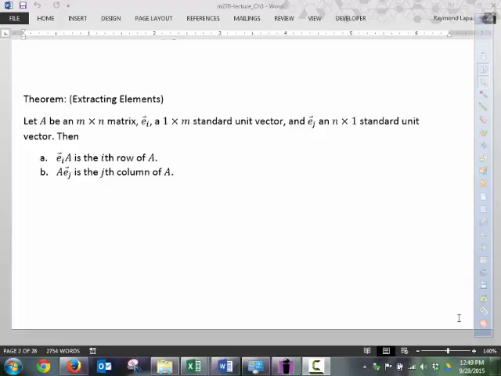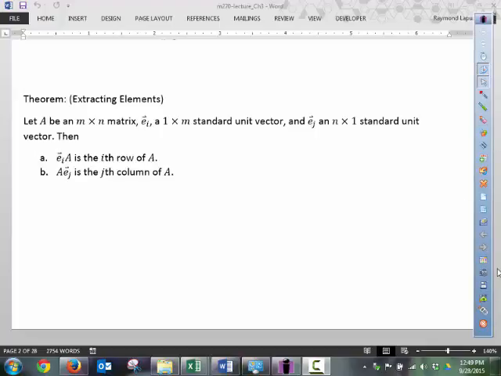Lastly, we talked about, I think, extracting elements from matrices. So we're going to continue to build on some foundational stuff, and then in the next section we'll actually start doing more operations on matrices and finding out more interesting things about them.